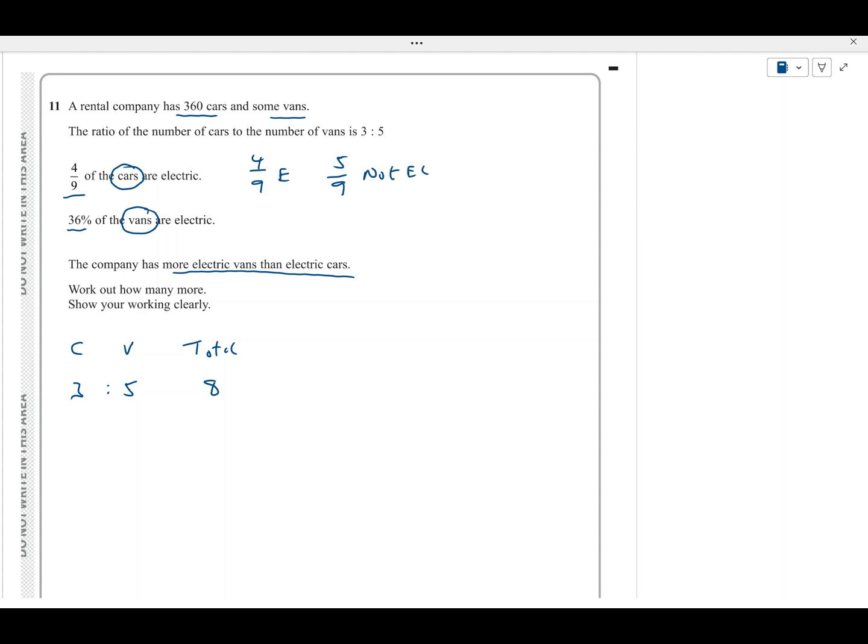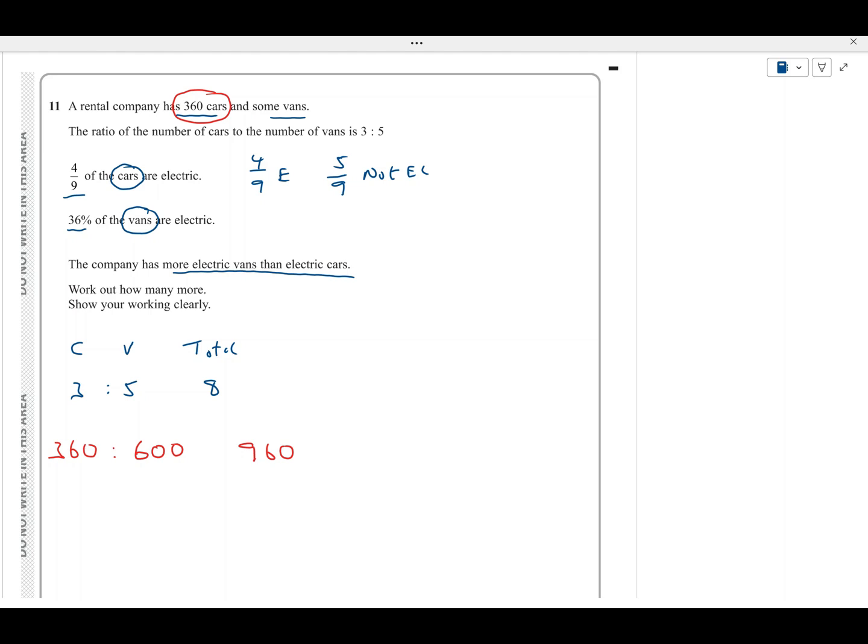Well, we better first of all work out how many vehicles they've got altogether. Now, I already know that the ratio of cars to vans is 3 to 5. And I've given some more information in the question that I haven't yet used. It has 360 cars. Now, what's my ratio being multiplied there by? 360 divided by 3, 120. So 5 times 120, they've got 600 vans, and they've got 960 vehicles altogether, right?